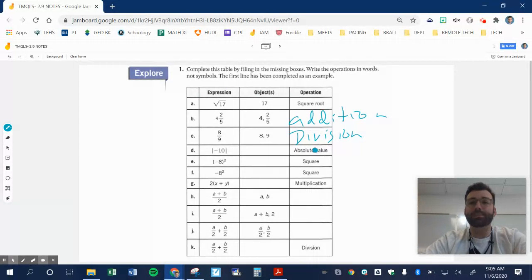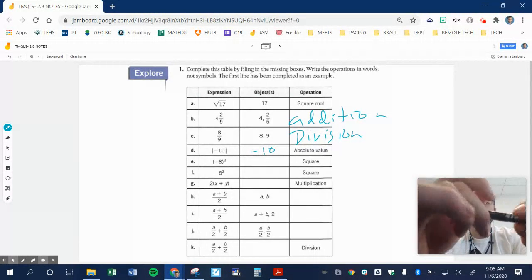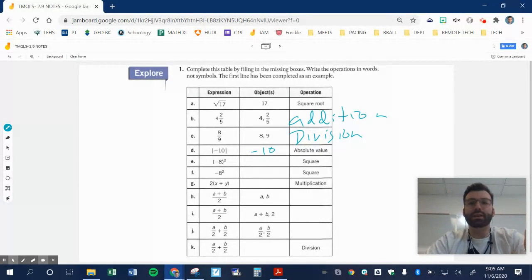All right. So I'm taking the absolute value of a number here. What is that number? My object is negative 10. All right, I'm going to pause it here. Try to fill out E, F, and G. Go ahead. All right, so E, negative 8 in parentheses. The object is negative 8.